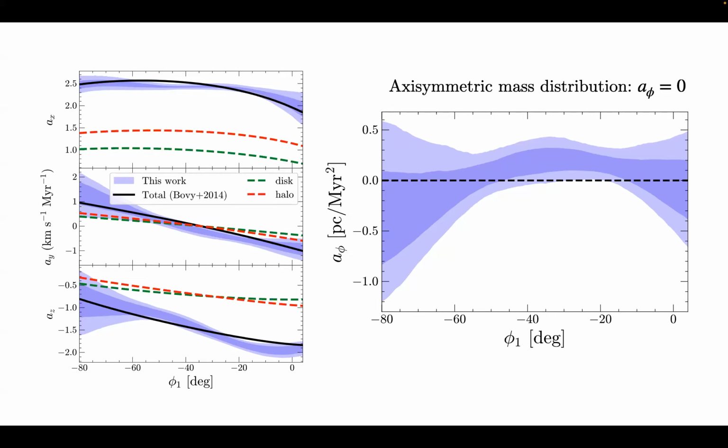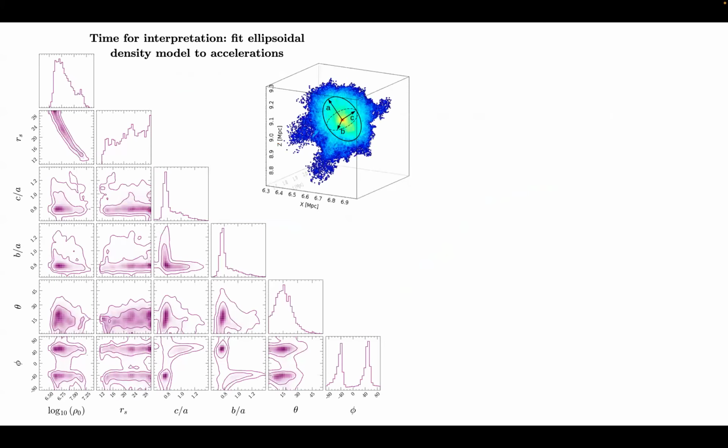Okay, so now we want to interpret this. What does this non-zero A_phi suggest? So we can MCMC it and fit an ellipsoidal density model. So just think of an ellipsoid with a disk and a bulge. And we're going to allow that ellipsoid to rotate, and we're going to allow it to be triaxial if we want. I'll tell you, I'm sort of glossing over the density and mass enclosed because it's all very consistent with all the previous works that I showed before.